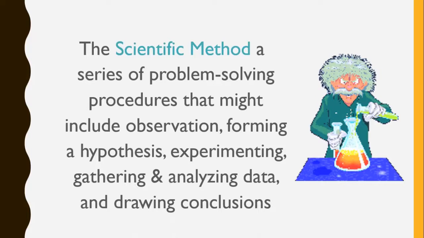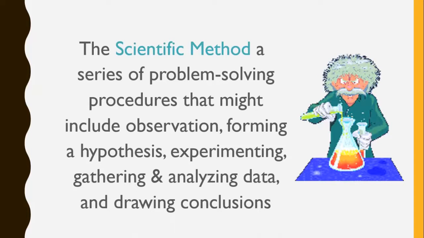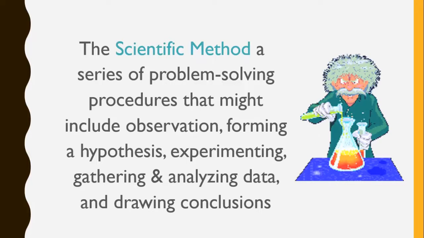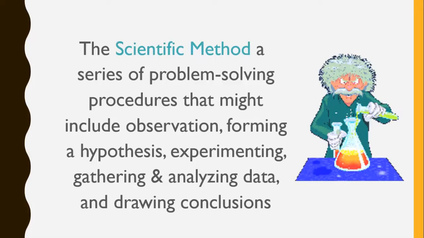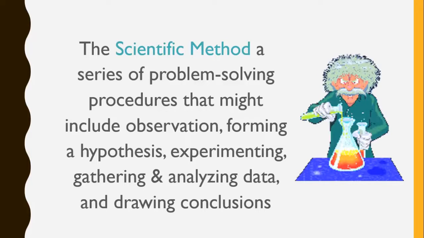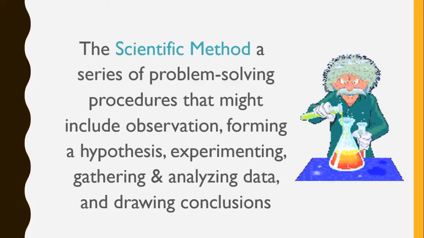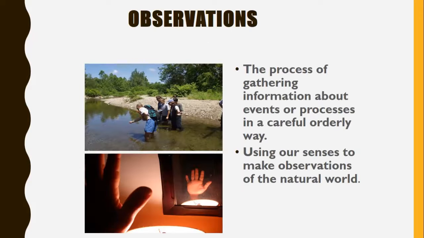So the scientific method is a series of problem-solving procedures that might include observations, forming hypotheses, experimenting, gathering and analyzing data, and drawing conclusions. So the first thing of the scientific method is to make an observation. Observation is just the gathering of information or processes in an orderly, careful way.